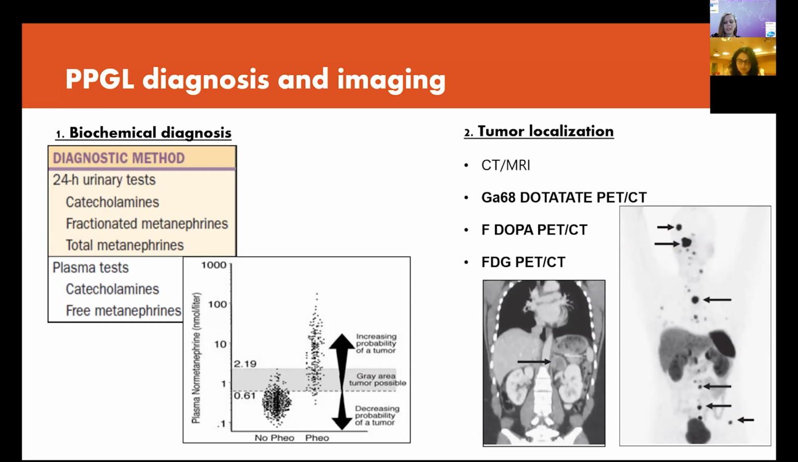And the first imaging test usually is CT. In children, it can be MRI. There are also some functional imaging tests, PET CTs, such as somatostatin imaging, FDOPA-PET-CT or FDG, that we usually use when we suspect metastatic disease.